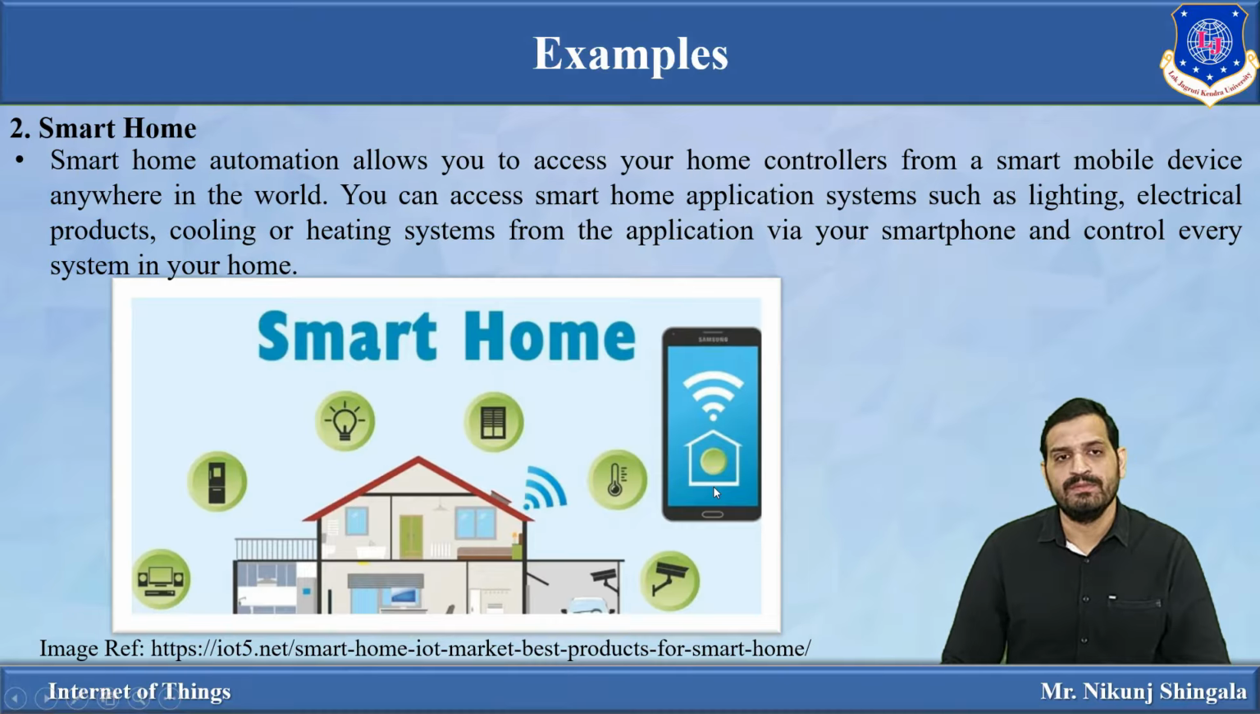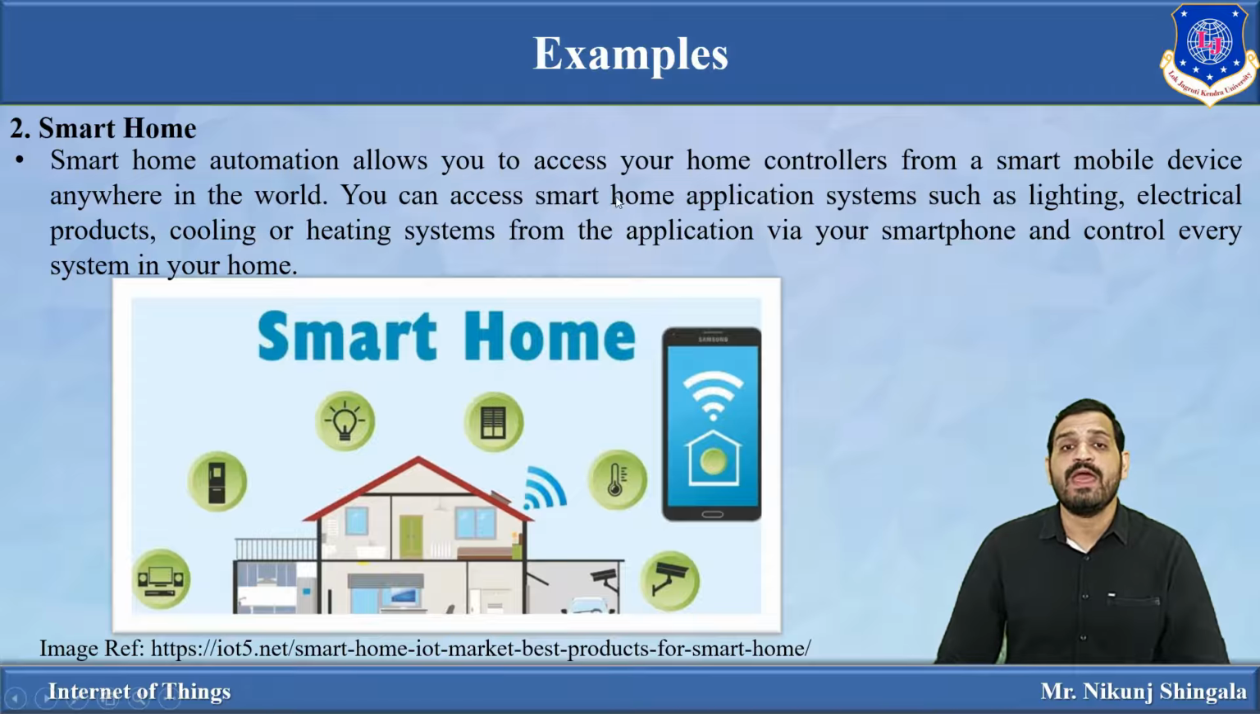Next one is the smart home. Smart home automation allows the user to access the home controller from a smart mobile device anywhere in the world. Say for example, I am in my workplace. When I leave the workplace, I want my room to be cooled. So from the workplace, from the mobile phone itself, I will switch on my AC at home. So this is one of the examples of a smart home.